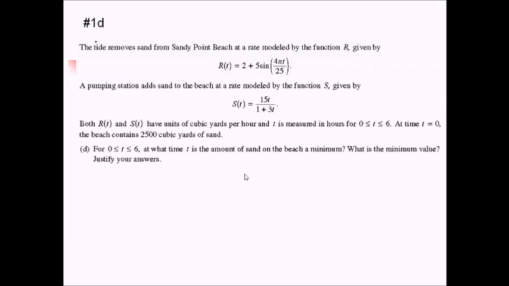For the last part of this problem, they want to know at what time from 0 to 6 the amount of sand is at a minimum, and what is the minimum value. All right, so we're going to find some critical values here. I'm going to set y prime equal to 0 and solve that on my graphing calculator.